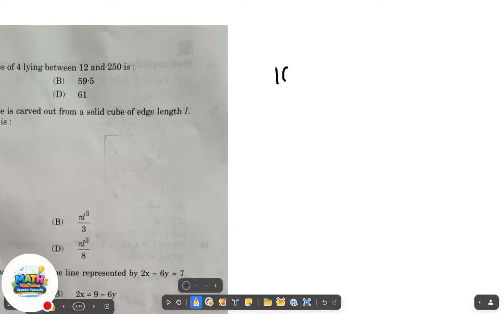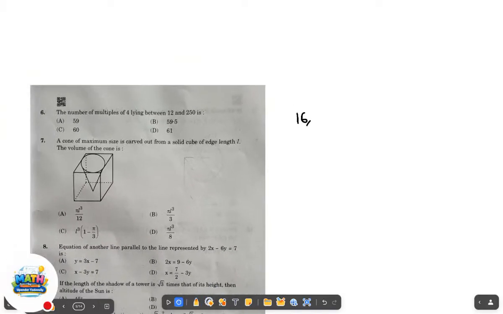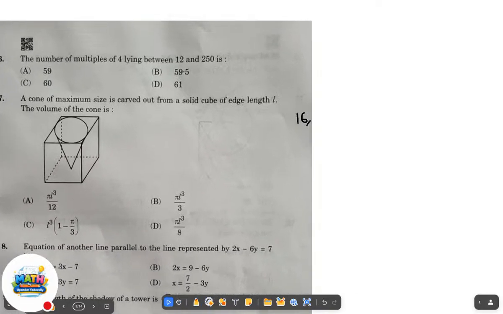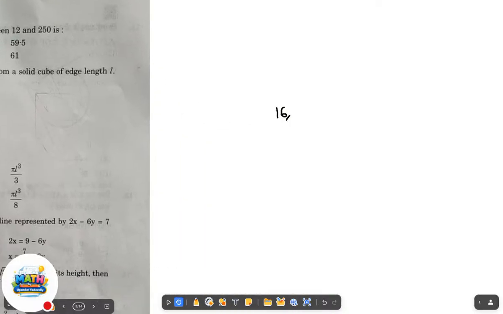16. Then what is the next one? 20, 24, like that. What is the last multiple? Below 250, what is the last multiple of 4? I think 248, right? So from 16 to 248, how many are there? That's what we have to find.